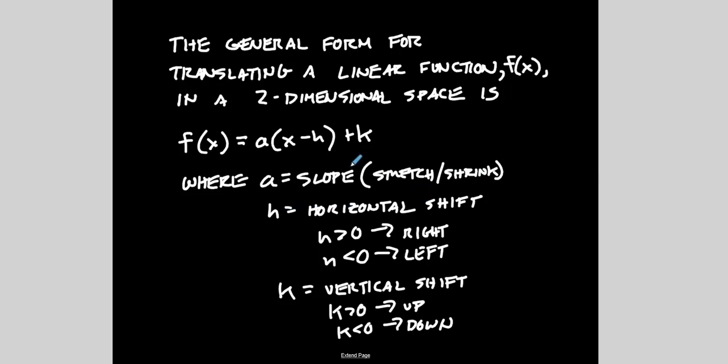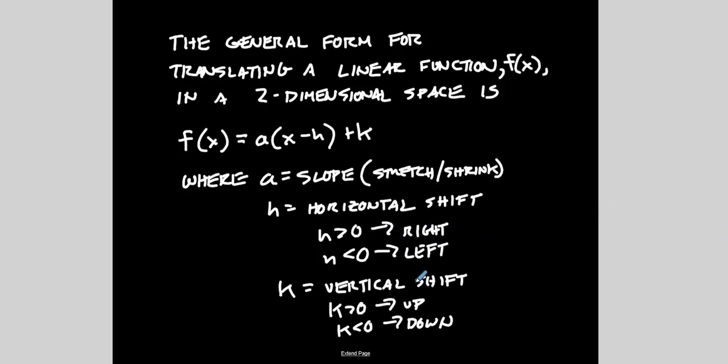h is the horizontal shift, so x minus h. If h is positive, like x minus 3, that would be a shift right. If h is negative, say h is negative 5, that'd be x plus 5, which is a shift to the left. It's either right or left horizontally. And then k is my vertical shift, up or down. If k is greater than 0, it's a shift up. If k is less than 0, it's a shift down.